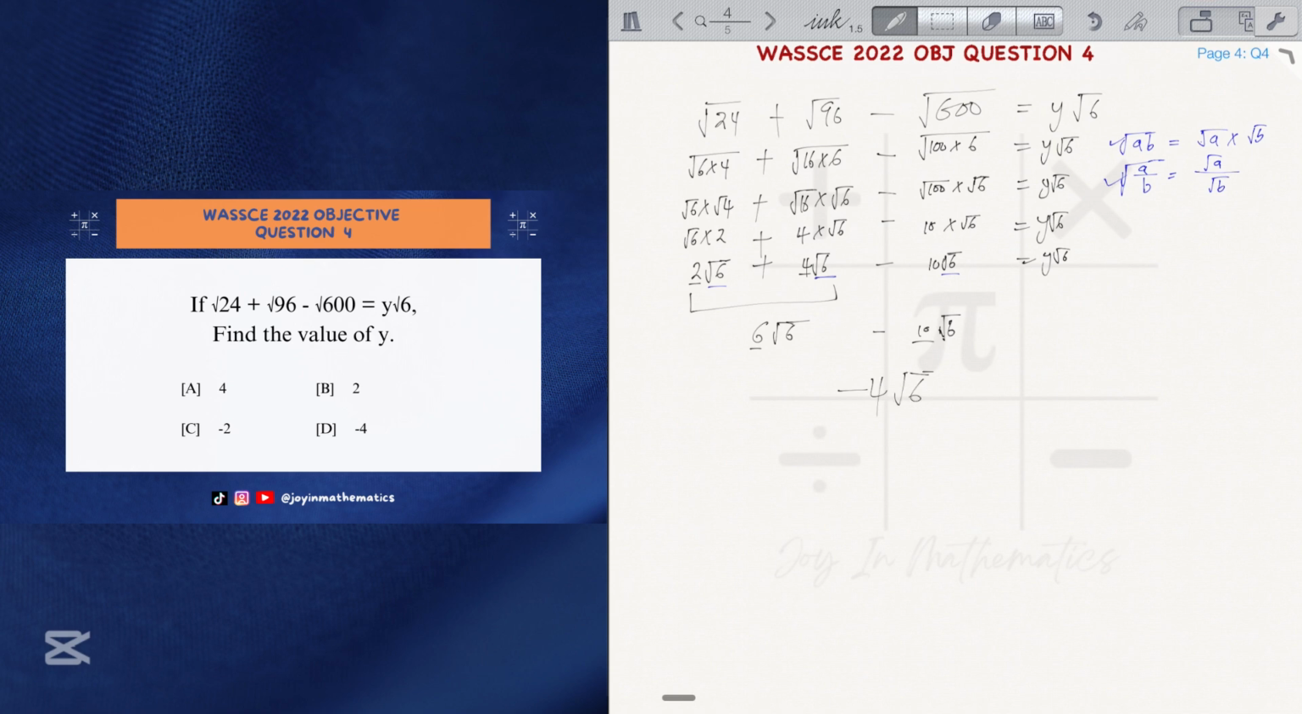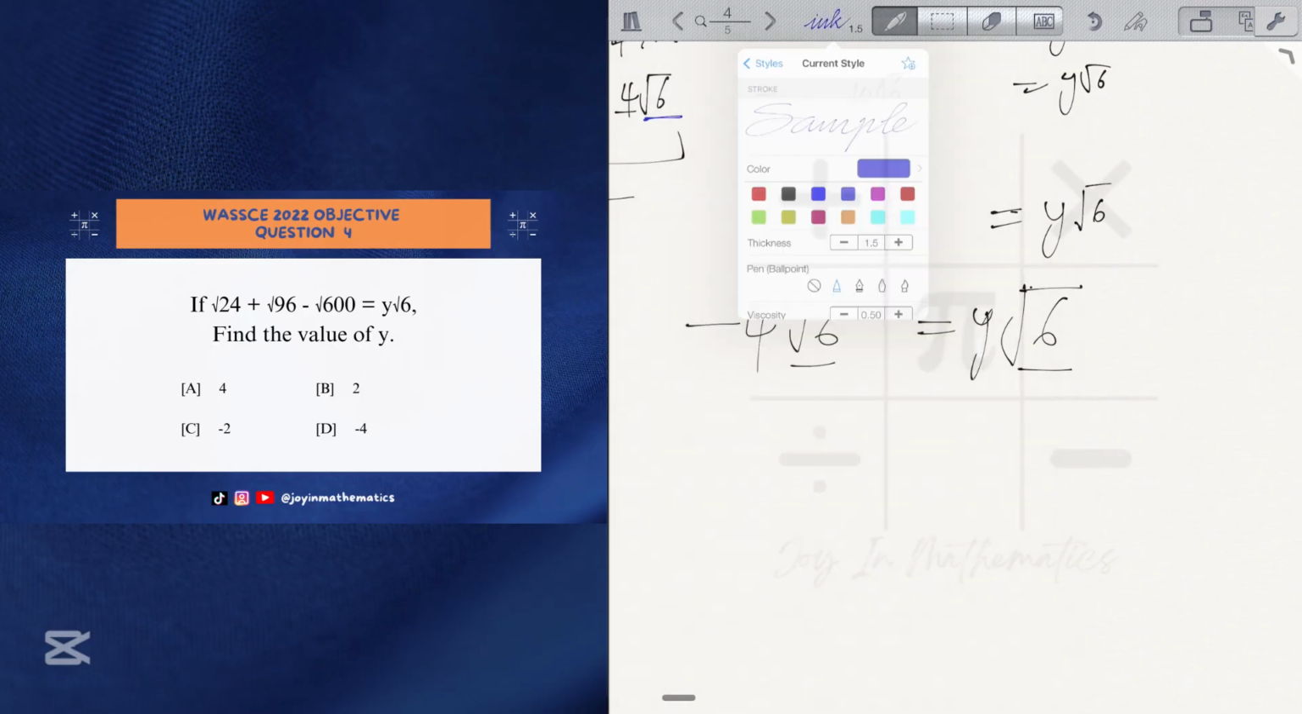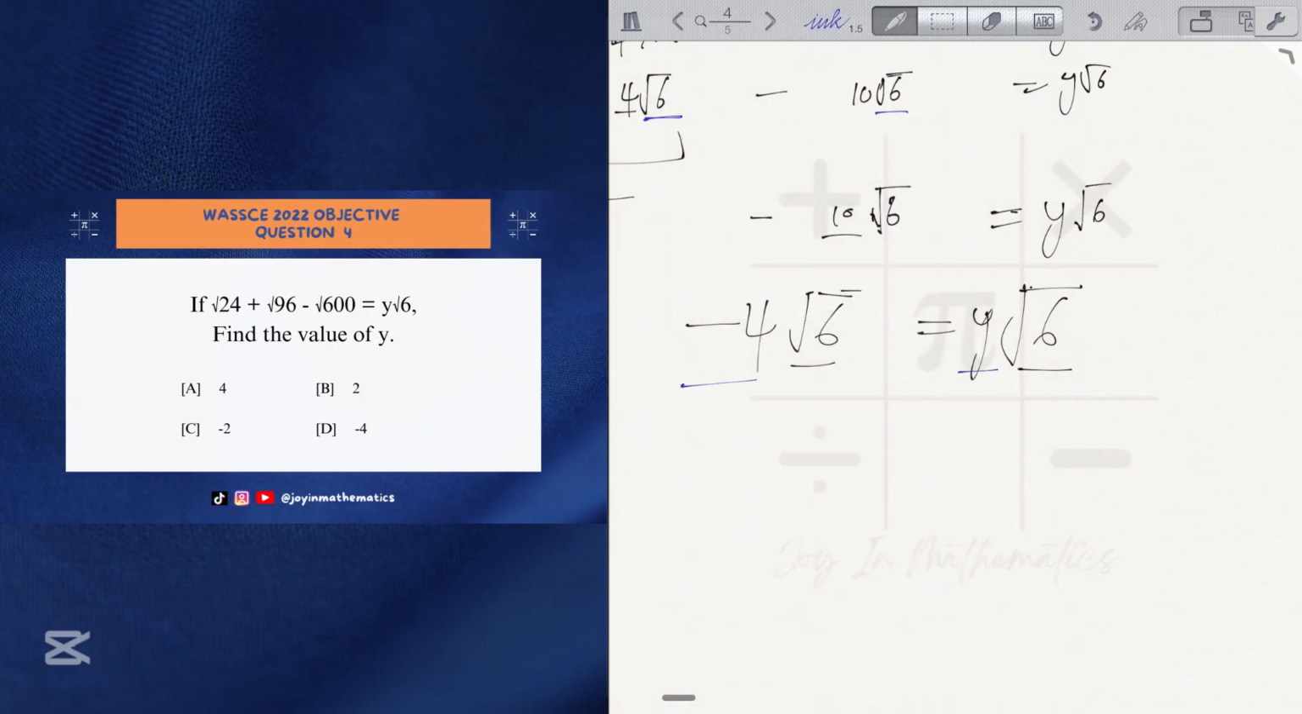Remember, it's equal to y root 6. So in view of this, what then is y? Root 6 is equal to root 6, so definitely y is equal to minus 4. So we have y to be equal to minus 4, which is equivalent to option D.